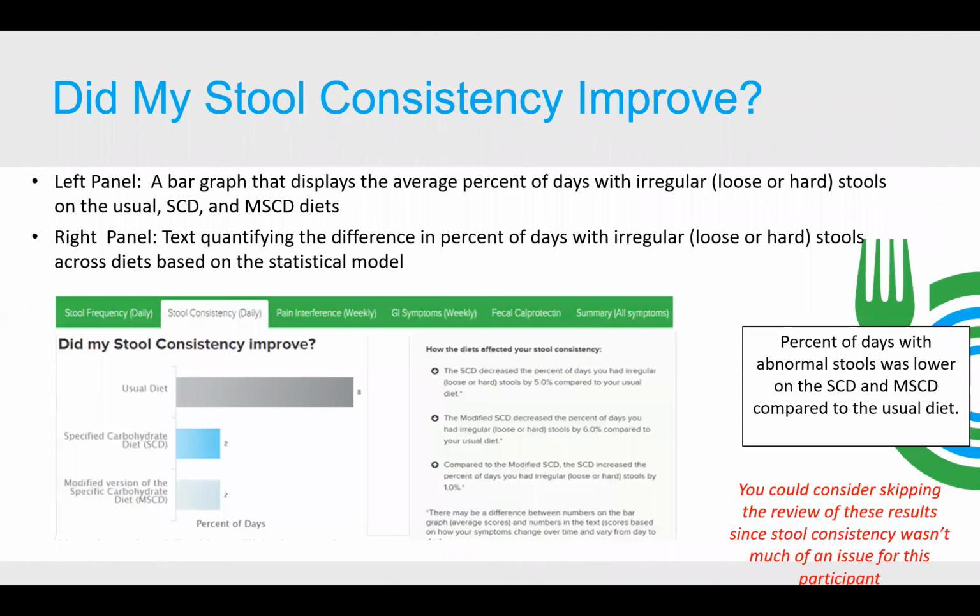Again, 8% of days with irregular stools is pretty low. You could consider skipping the review of these results, since again, the stool consistency wasn't much of an issue for this participant.